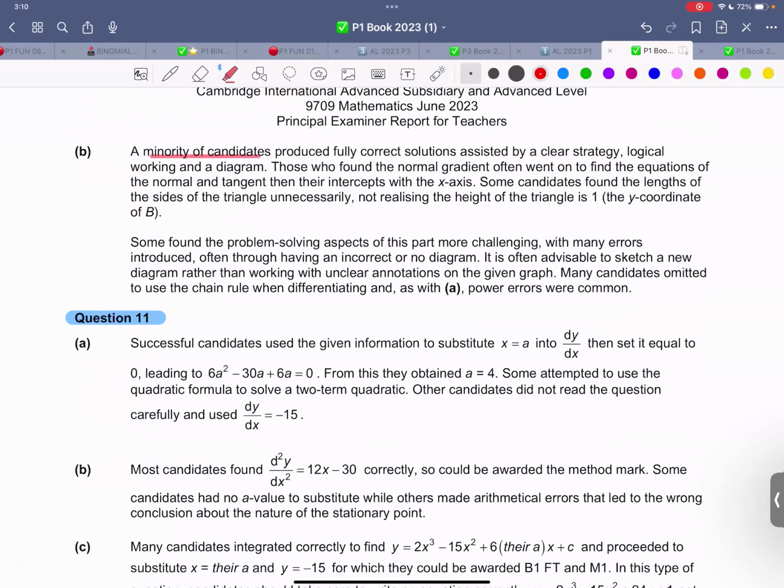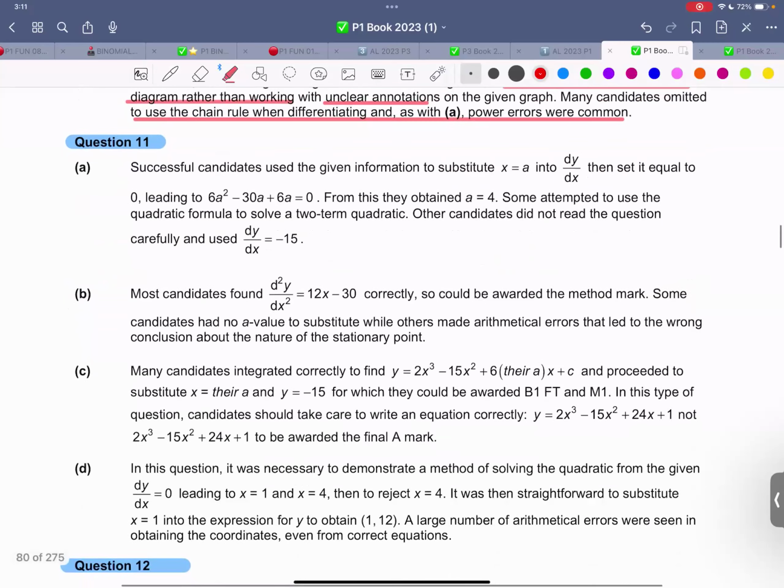A minority of candidates produced a fully correct solution: clear strategy, logical working, and a diagram. Diagram is a must. Those who found the normal gradient, the tangent, and the normal often went on to find the equations of normal and tangent, and the intercept with the x-axis. Some found the problem-solving aspect of this part more challenging. Others often drew an incorrect or no diagram. It is often advisable to sketch a new diagram rather than working with unclear annotations. Many candidates omit to use the chain rule when differentiating, and power errors were common.